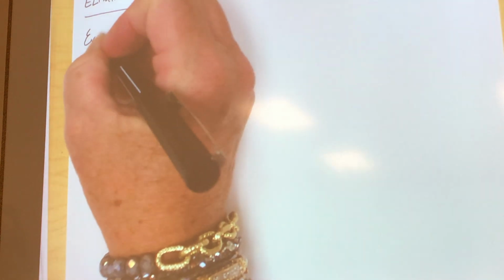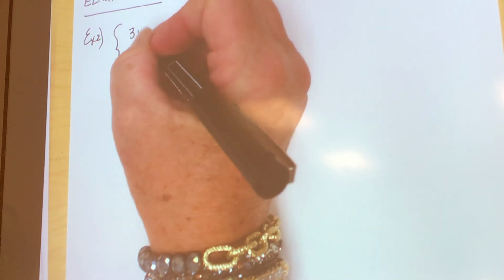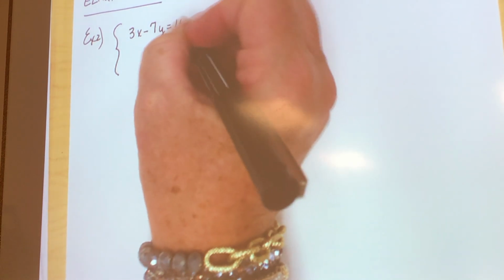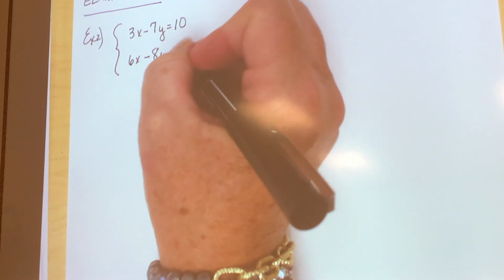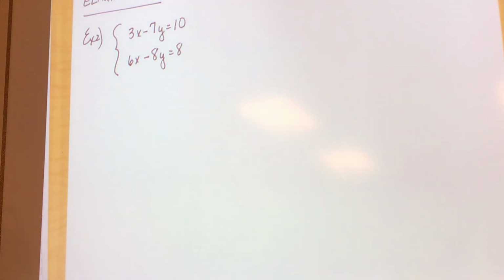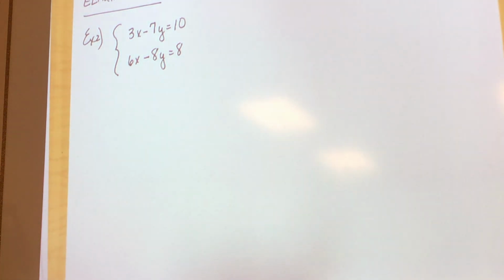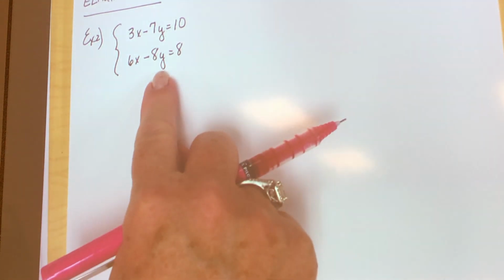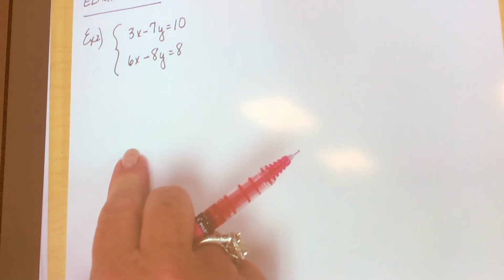So here's the first one we're going to do together. Example 2, my system looks like this. 3x minus 7y equals 10. And then 6x minus 8y is equal to 8. Okay, so the first thing we have to do is decide who we want to eliminate, the x's or the y's. Now, in order to eliminate them, you want the same number with different signs. So when I add my equations together, those will go away, okay?